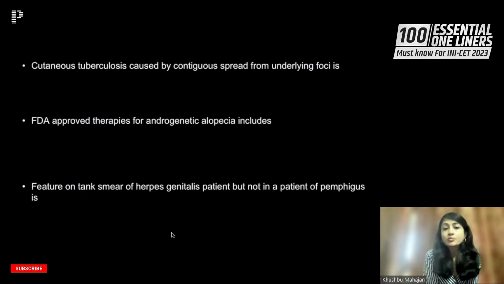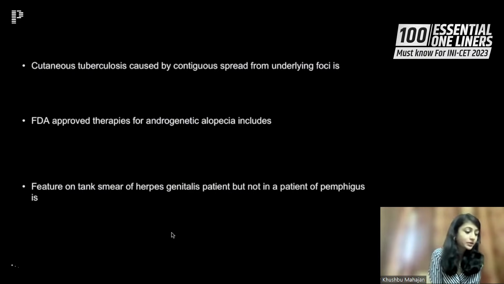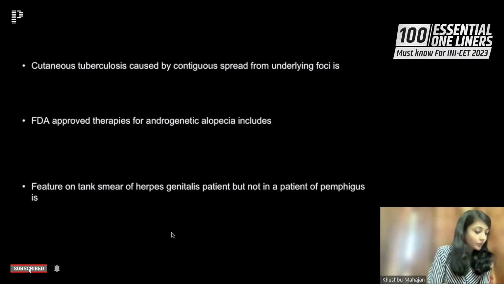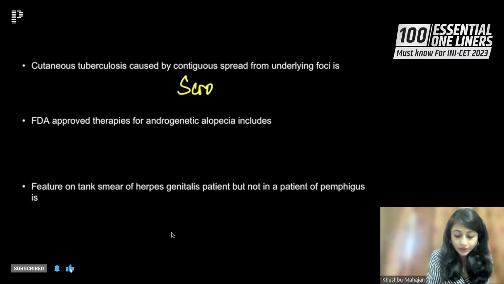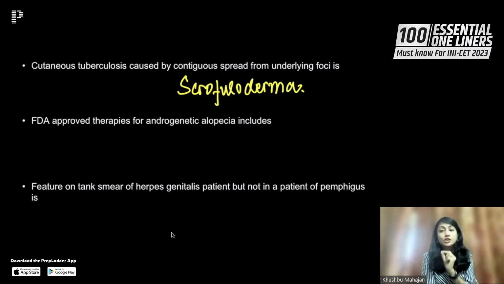Next, cutaneous tuberculosis caused by contiguous spread from underlying foci is, what is the cutaneous tuberculosis which is caused by contiguous spread? Absolutely right, Narsimha and Mushahid. It is scrofuloderma. It is a type of endogenous tuberculosis which happens because of contiguous spread from an underlying lymph node, a gland, a bone, or a joint.